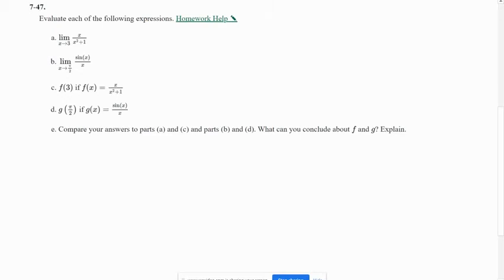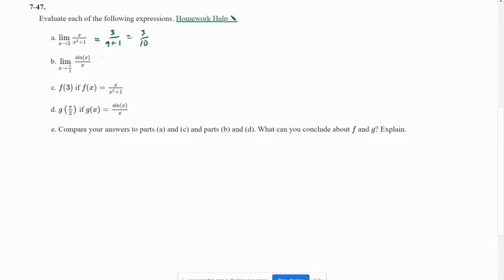Problem 47 was another problem that several people asked to see. So let's go through this: evaluate each of the following expressions. As x approaches 3, the first thing we always want to try to evaluate a limit is just plugging the number in. So when I plug in the number 3 in place of x, we get 3 over 9 plus 1, so we get 3/10.